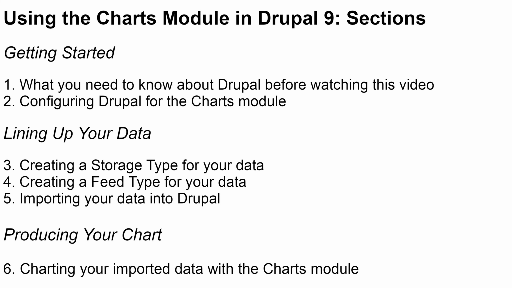Moving on, this video is split into 6 parts. There are chapter markings in the video itself, as well as time codes for the separate sections in the description below. And I'll start most sections with a summary of the info for that section. The 6 parts are: part 1, what you need to know about Drupal before this video is going to make any sense. Part 2, configuring your Drupal 9 installation for charts. Part 3 through 5, getting your data lined up. And part 6, actually charting your data.